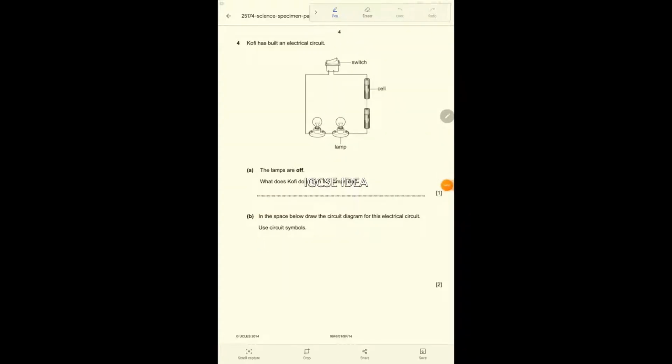Kofi has built an electrical circuit. So this is the electrical circuit. The lamps are off. So what does Kofi do to turn on the lamps? Kofi has to press the switch.